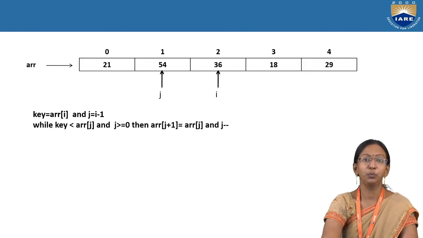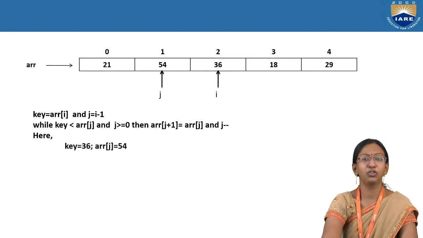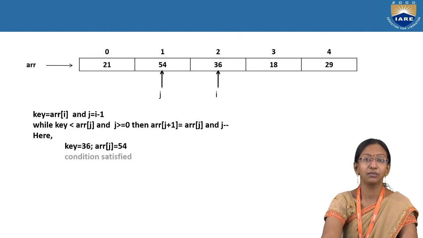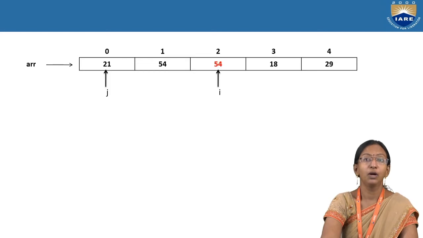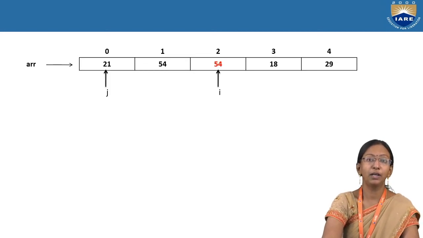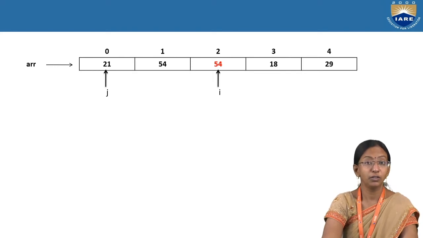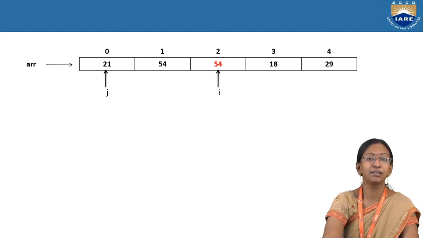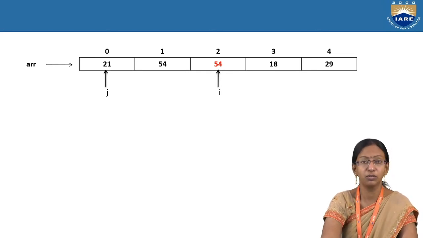So compare between key and the element pointed to by j. Here the key is 36 and the element pointed to by j is 54. Is 36 less than 54? Condition satisfied. So in the j plus 1 position, place the value given by A of j, which is 54. Now index value 2 is holding 54. Guys, don't panic. We didn't lose the value 36. The variable key is still holding 36. We didn't lose the data.